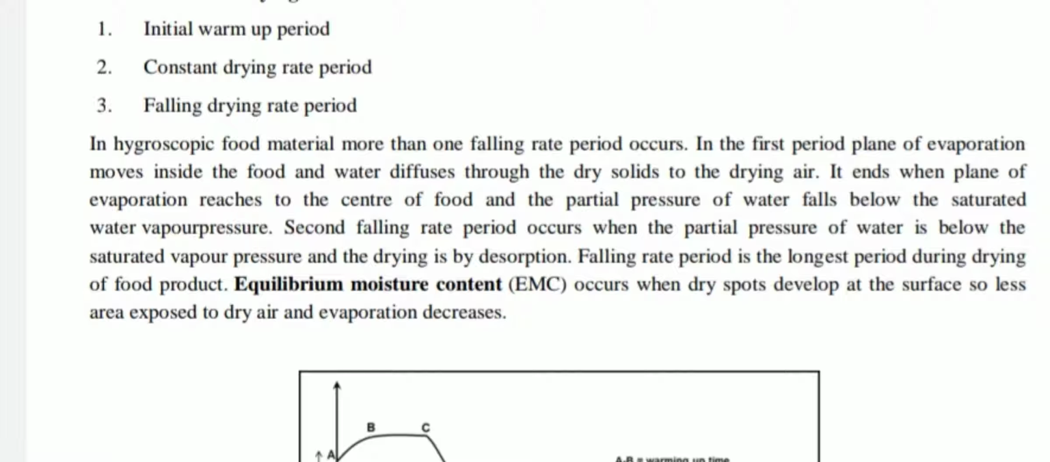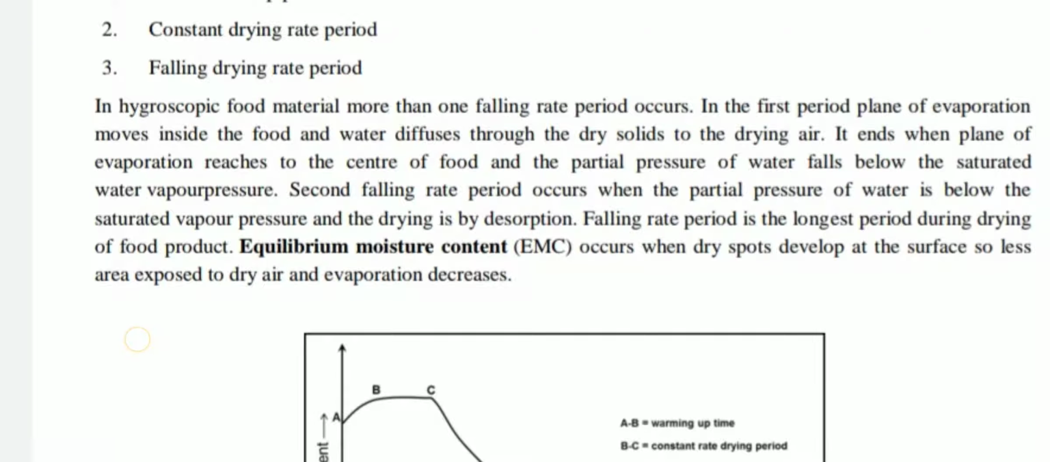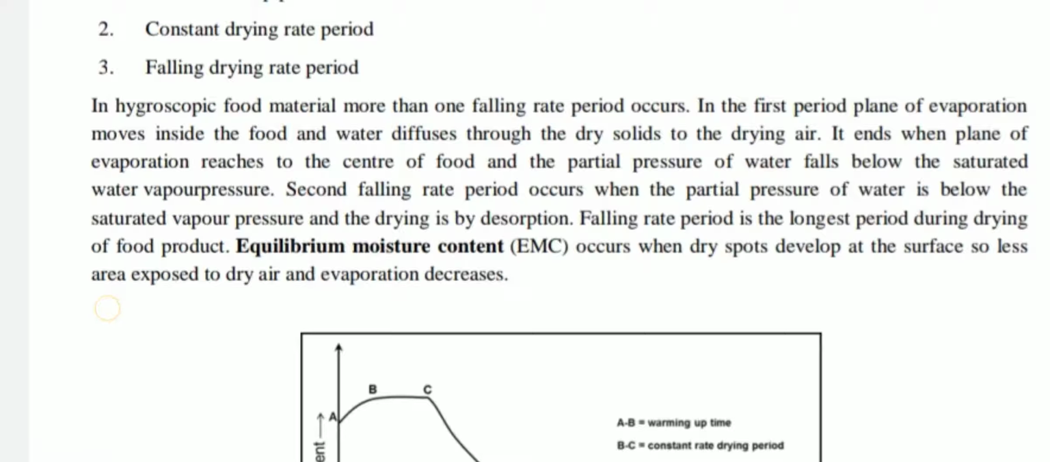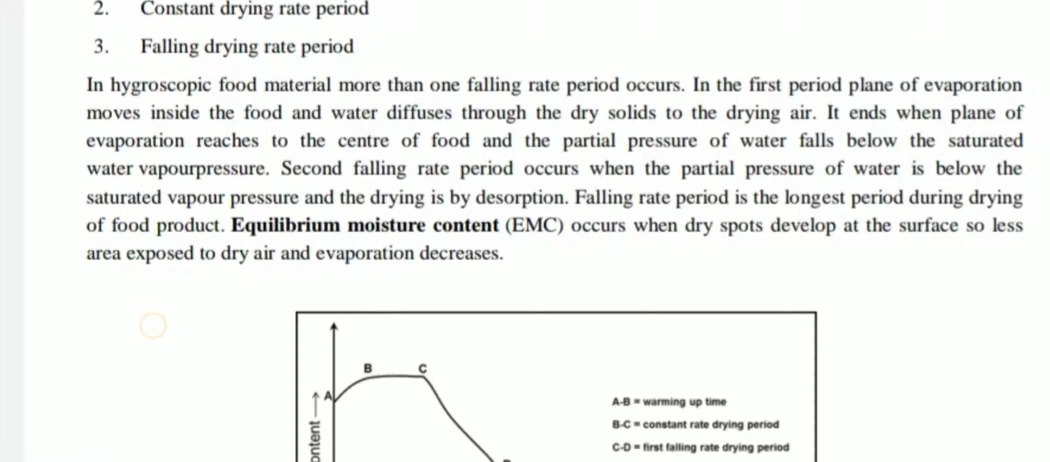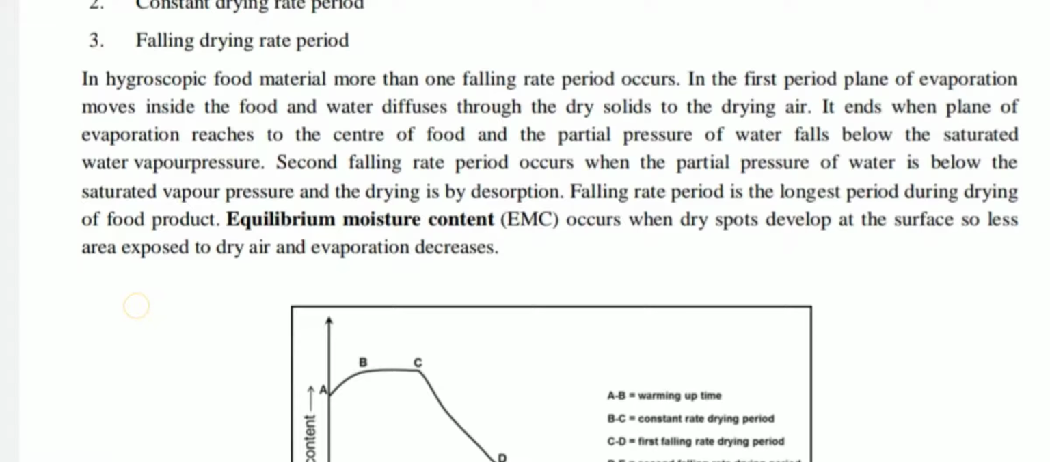The second falling rate period occurs when the partial pressure of water is below the saturated vapor pressure, and the drying is by desorption. Falling rate period is the longest period during drying of food product. EMC, that is equilibrium moisture content, occurs when dry spots develop at the surface, so less area is exposed to the dry air and evaporation decreases.